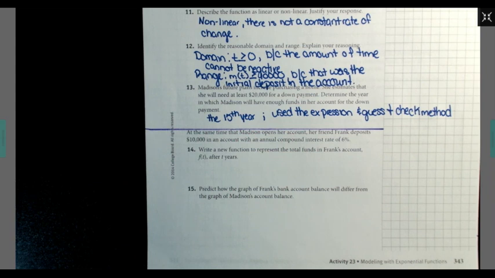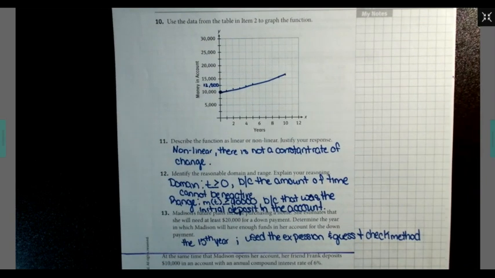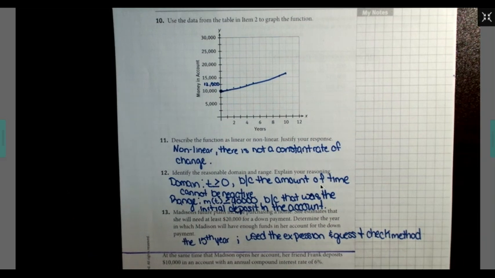Go ahead and take a moment to write these down. Make sure you have all your answers from questions 9 through 13, and then we'll move on to the next set of questions.